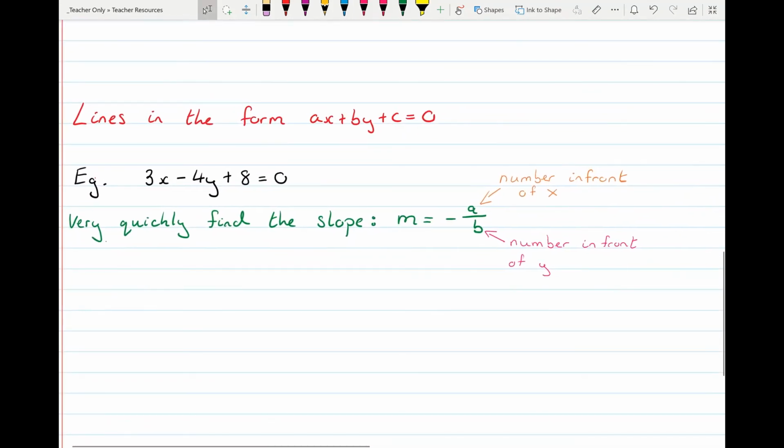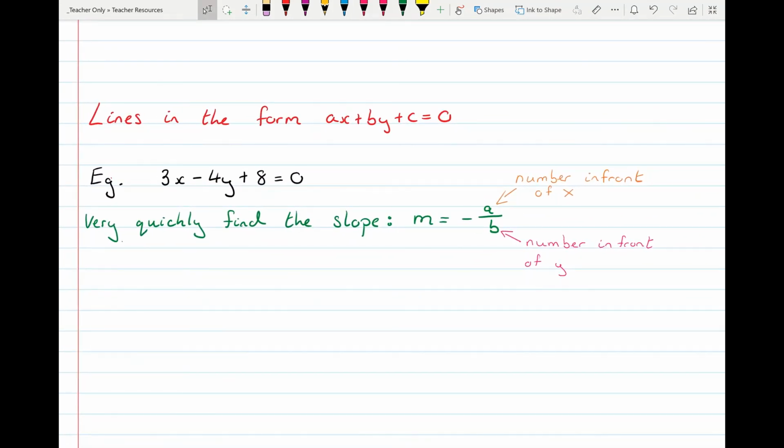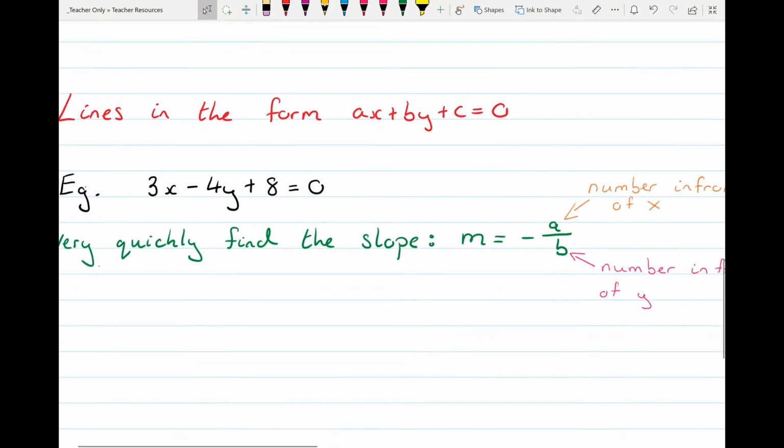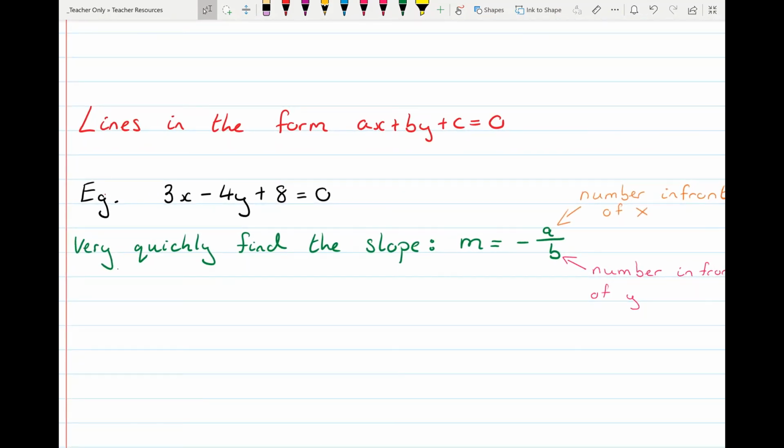Why is it so useful? If I have lines in the form ax plus by plus c, so there's an x and a y in it. Here's an example of a line, 3x minus 4y plus 8 equals 0. There's my x, and my y. a is the number in front of the x, so in this case it's 3. b is the number in front of the y, so here it's -4. And c is the constant, we call it, so the number with no letter attached to it, so it's 8 in this question.